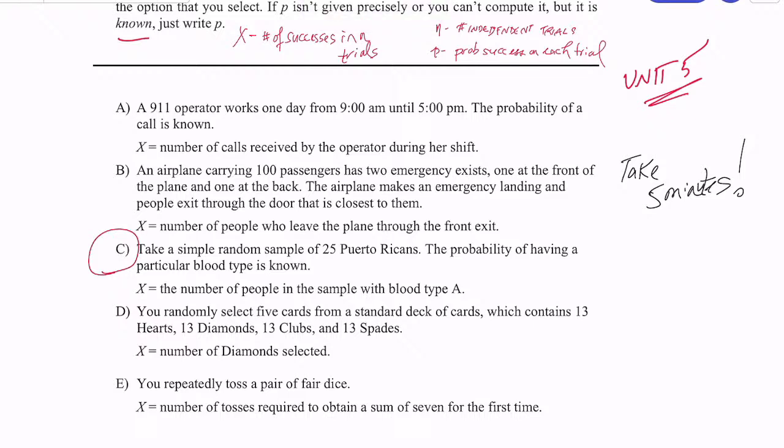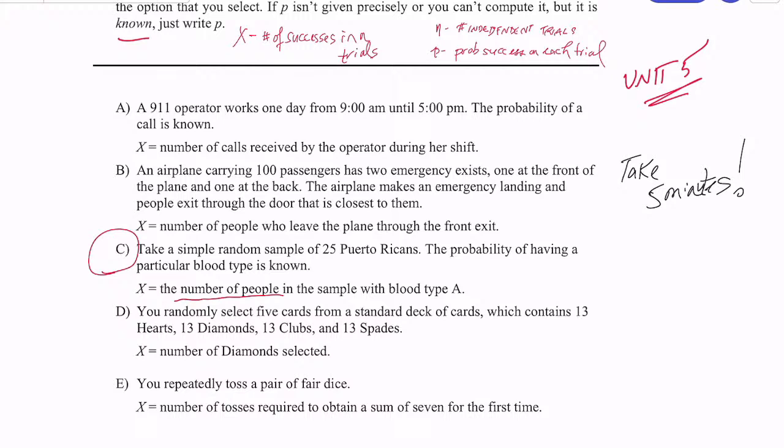So C is correct because we take a simple random sample of 25 Puerto Ricans. The probability of having a particular blood type is known. So this is the variable, the number you see when you see this, the number of people. So that's the trial, the people going through the list of people with a blood type A. So the sample represents a set of independent trials.